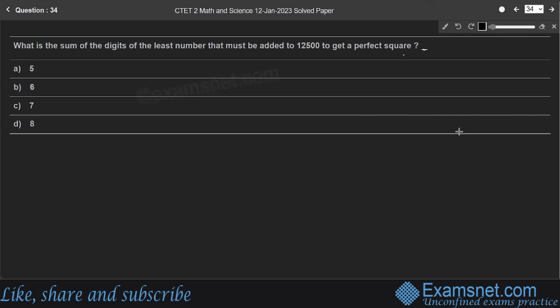Question 34. What is the sum of the digits of the least number that must be added to 12,500 to get a perfect square? So before going to the sum of the digits, we'll consider the least number that must be added to 12,500 to get a perfect square, right?